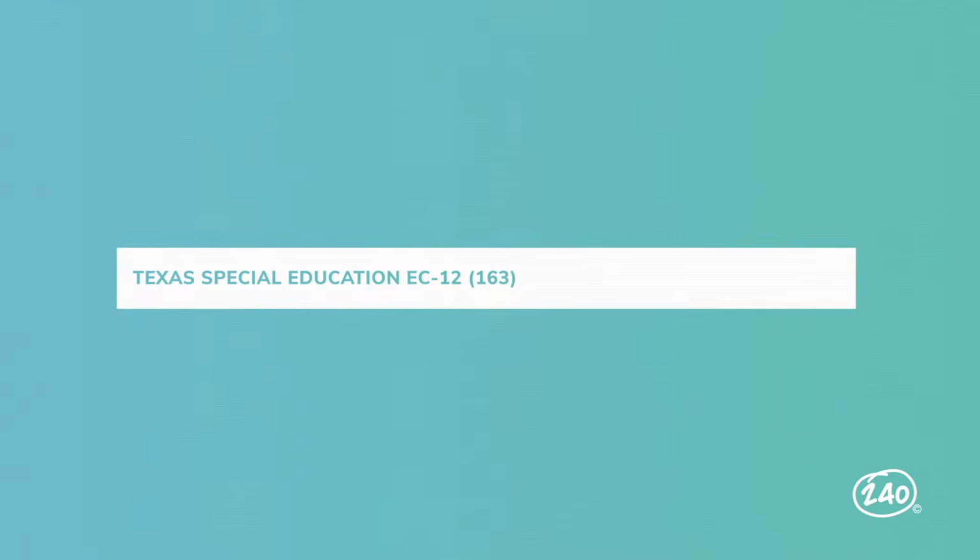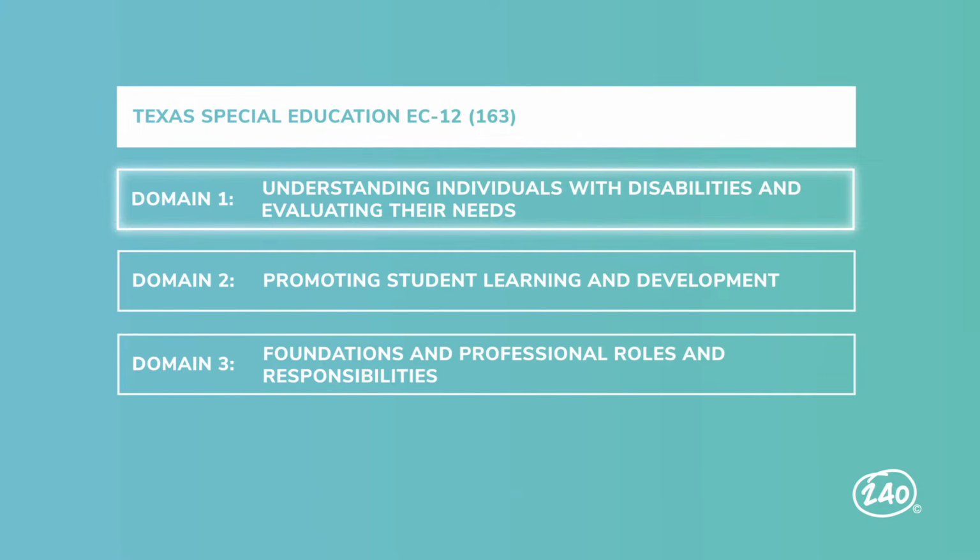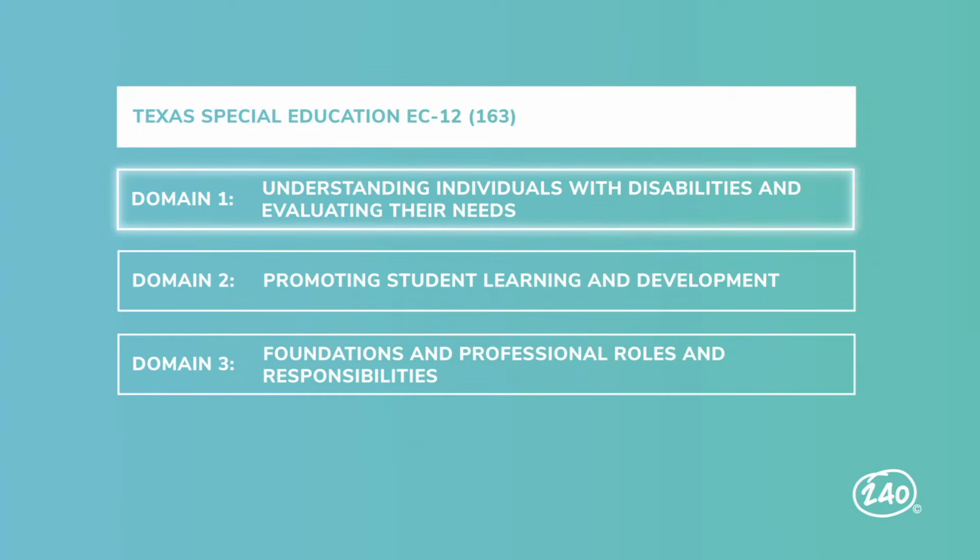The TExES 163 exam is broken into three different domains: understanding individuals with disabilities and evaluating their needs, promoting student learning and development, and finally, foundations and professional roles and responsibilities. Each domain has between 2 and 5 competencies nestled underneath it. We'll get started with the domain that makes up the smallest portion of the exam at 13%, but stick around because we're going to tackle the largest domain right after this.